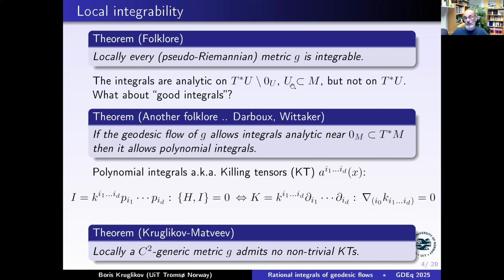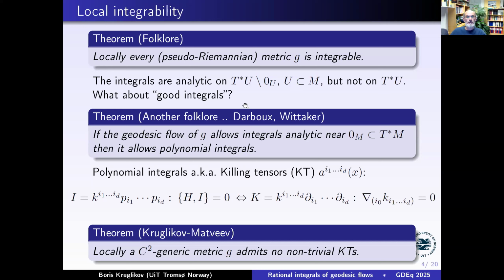So locally means, of course, there is some small neighborhood U inside M, which is going to be geodesically convex, but we have to remove the zero section, because we construct this integral first on the unit sphere bundle, and then we extend by homogeneity. So it's not extendable to the zero section.